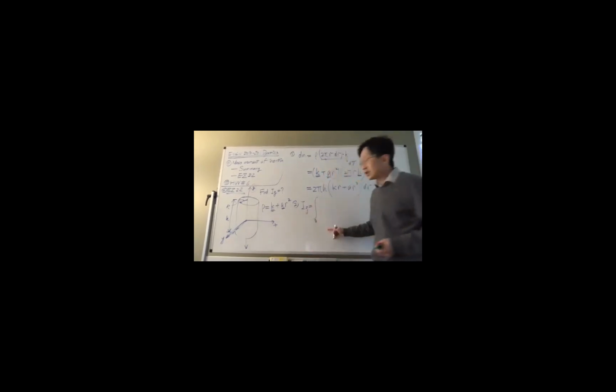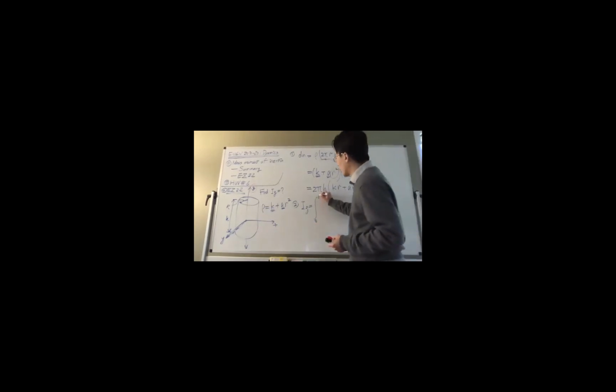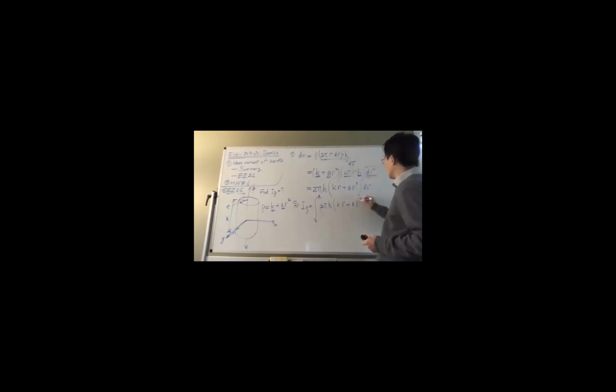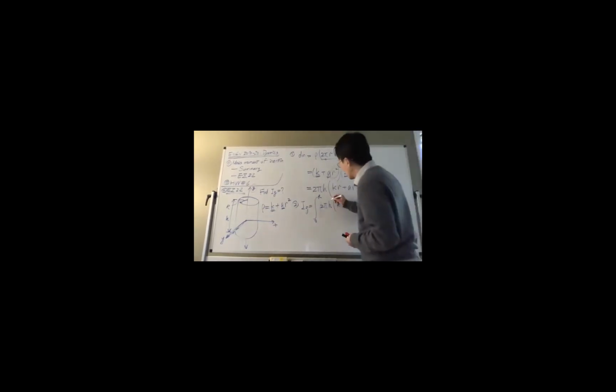So step 2, what we do is just integrate it. And this integral, remember, is based on dr. So it's going to be from 0 to capital R. And then just put the expression here. 2 pi h times k times r plus a r cubed dr. Remember, 2 pi h is constant, k is a constant, a is constant. The only thing you have to worry about is just r.